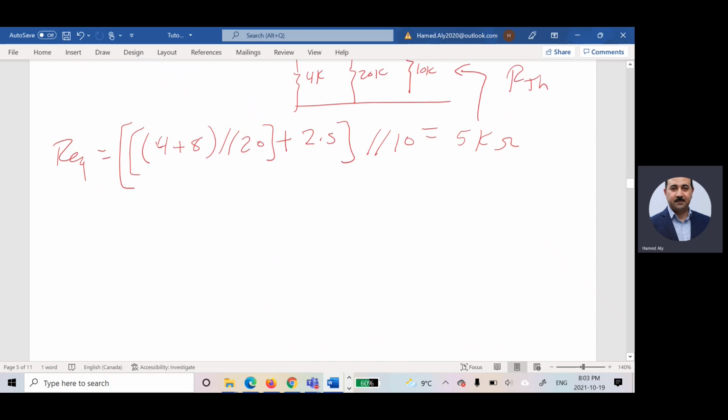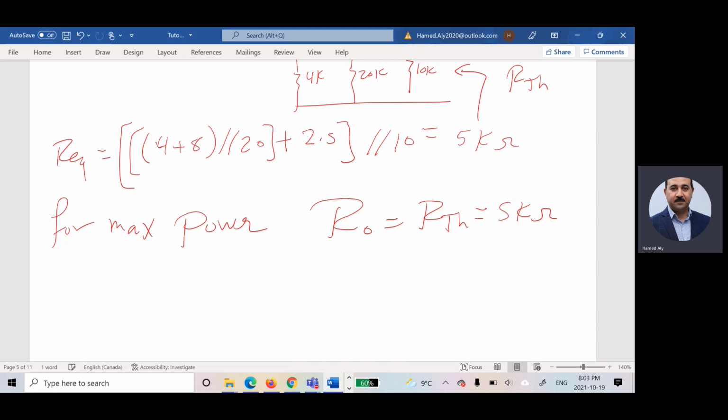Based on that, I can say for max power, R0 equals R Thevenin equals 5 kilo ohms. And if you would like to find P max, I can say P max is equal to V Thevenin squared over R Thevenin. So this guy will be equal to 957 microwatts.